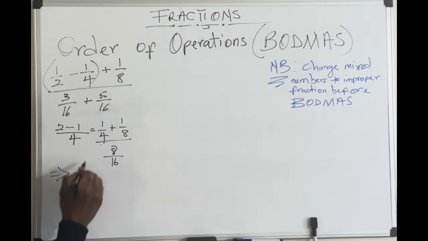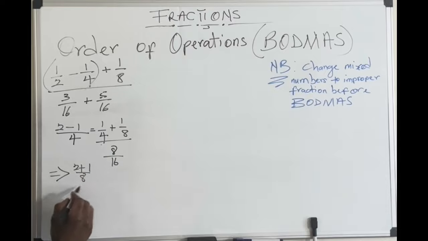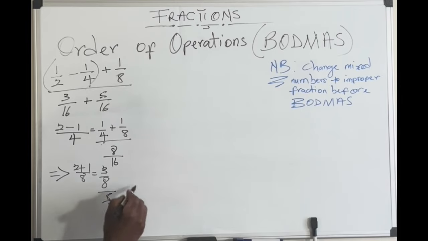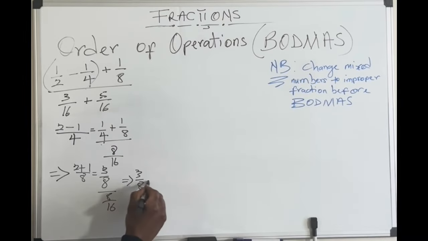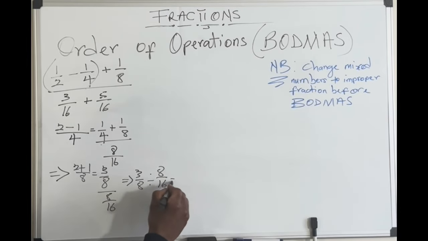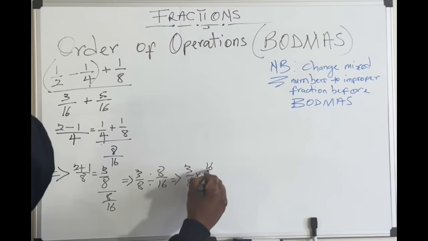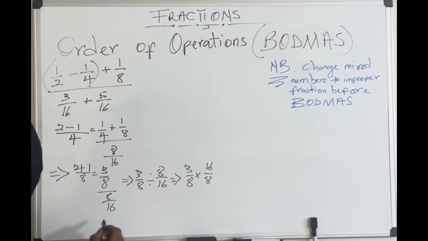LCM to be 8, 4, 2, 2 plus 8, 1, 1. So we have 3 over 8 over 8 over 16. We can write it as 3 over 8 divided by 8 over 16, which is 3 over 8 times 16 over 8.